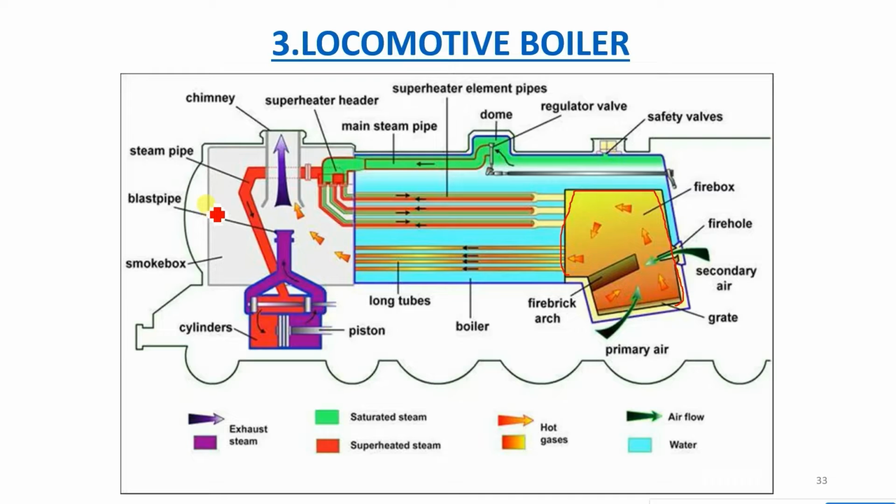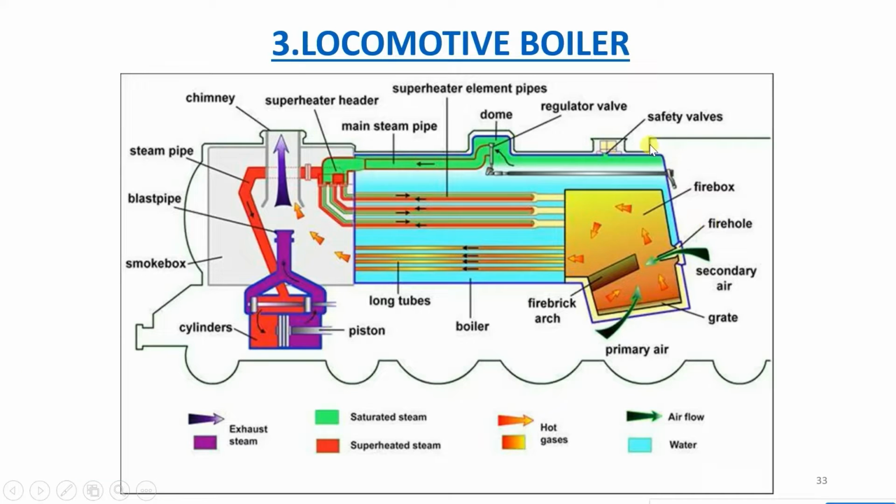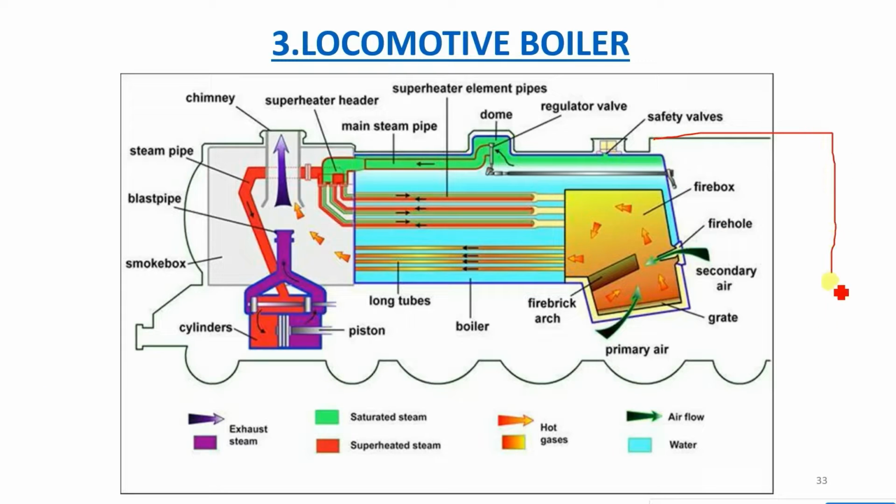At this end, there will be a cabin. This is the cabin of the loco pilot. Here, there will be storage of coal. From this end, the operator takes the coal and supplies coal to the firebox. This is the firebox.